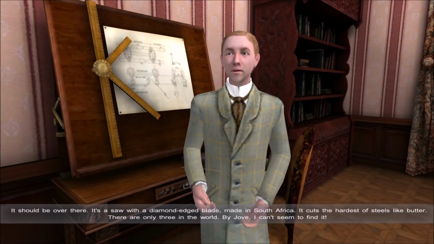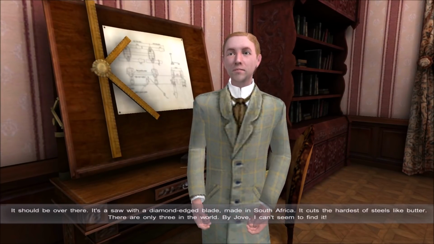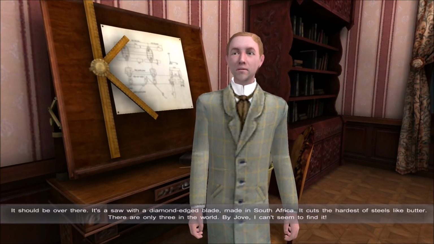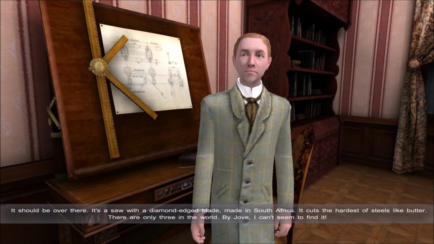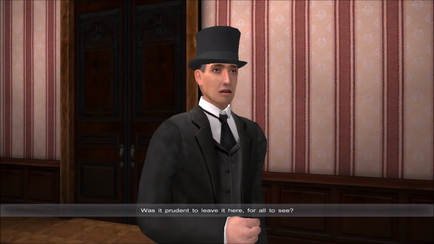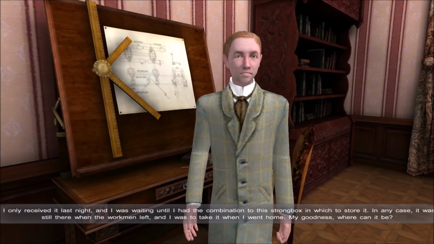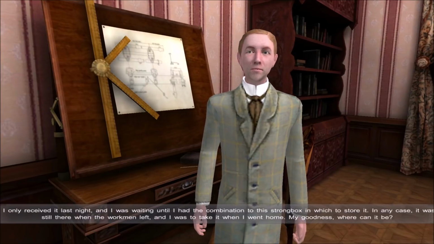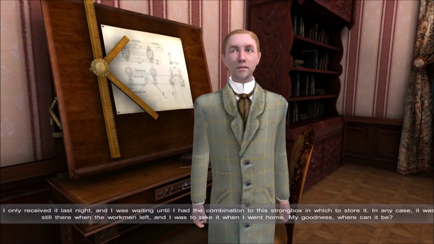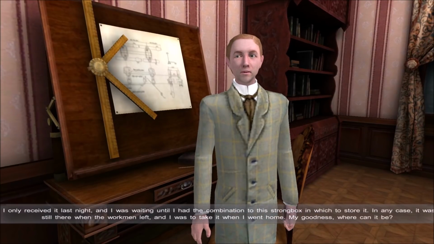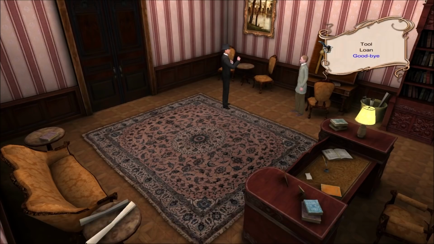It's a saw with a diamond-edged blade, made in South Africa. It cuts the hardest of steels like butter. There are only 3 in the world. By Jove, I can't seem to find it. Was it prudent to leave it here for all to see? I only received it last night, and I was waiting until I had the combination to this strongbox in which to store it. In any case, it was still there when the workmen left, and I was to take it when I went home. My goodness, where could it be?